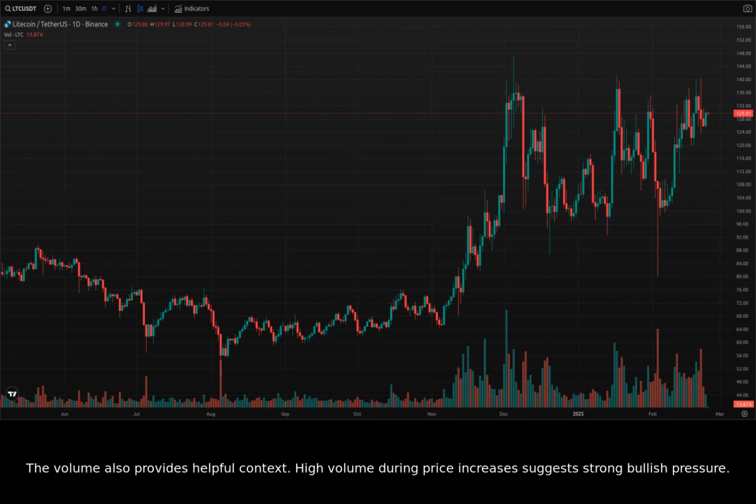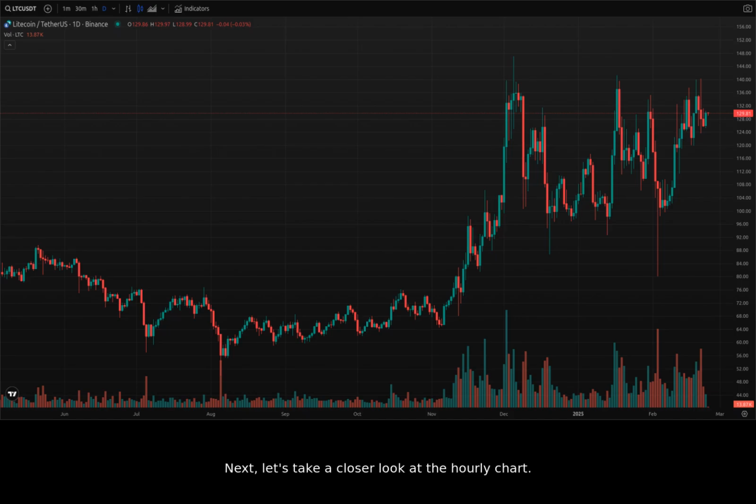The volume also provides helpful context. High volume during price increases suggests strong bullish pressure. On the other hand, high volume during price decreases might show significant selling. Next, let's take a closer look at the hourly chart.